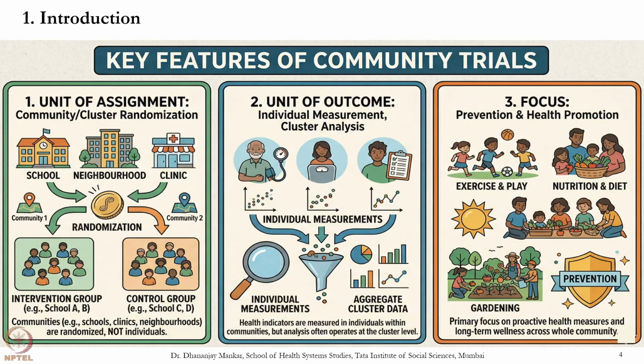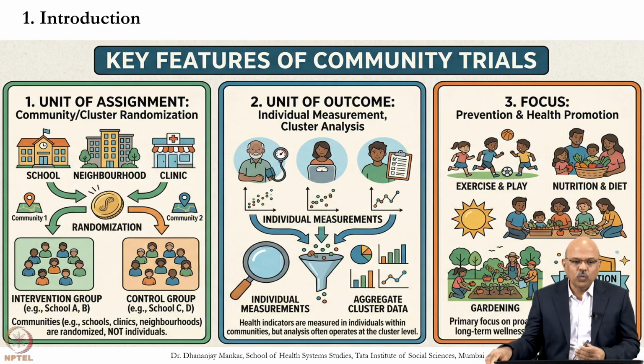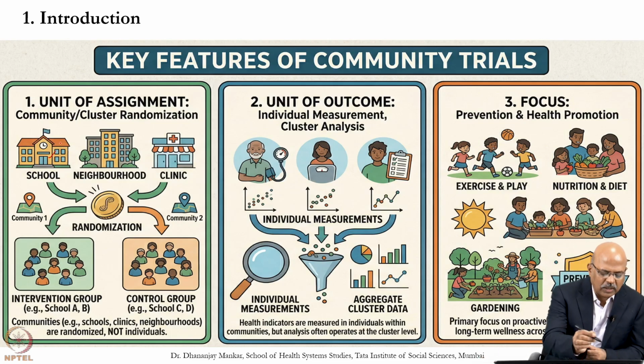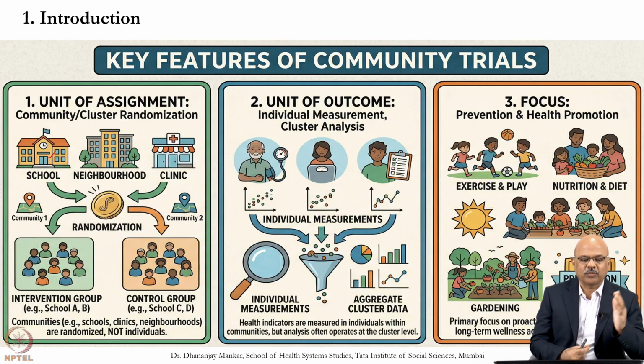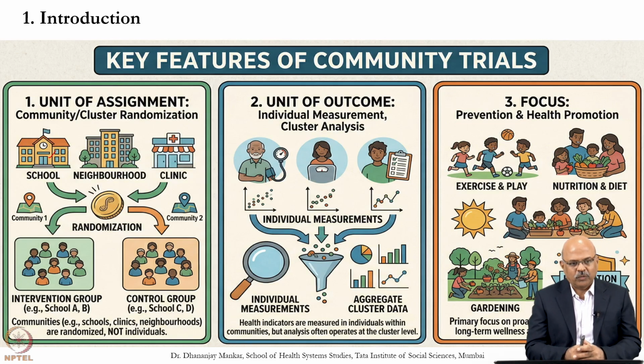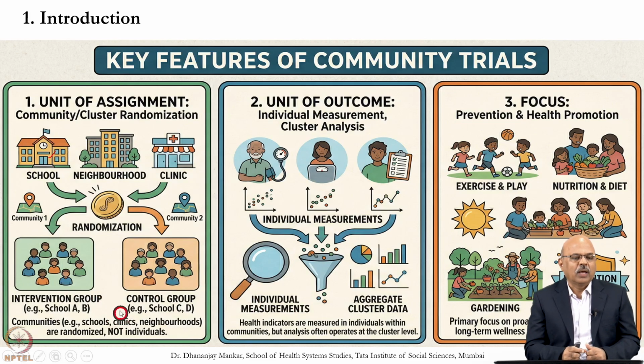So what are the key features of community trials? Let's try to understand. On the unit of assignment, the community or a cluster is what is decided. Here, a school can be a community set, or even a neighborhood or a clinic. Community 1 is randomized as an intervention group, for example school A or school B from the neighborhood, and community 2 is, for example, school C and D. So these communities, such as schools, clinics or neighborhoods, are randomized, and no individual is taken for this study.